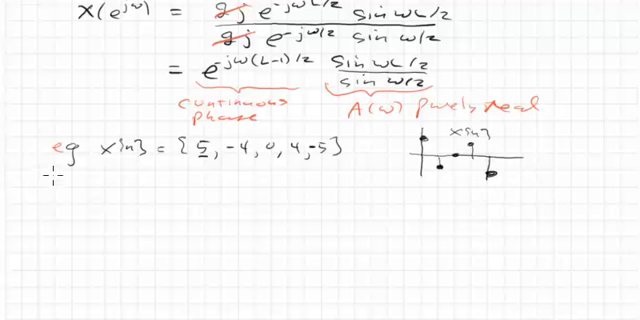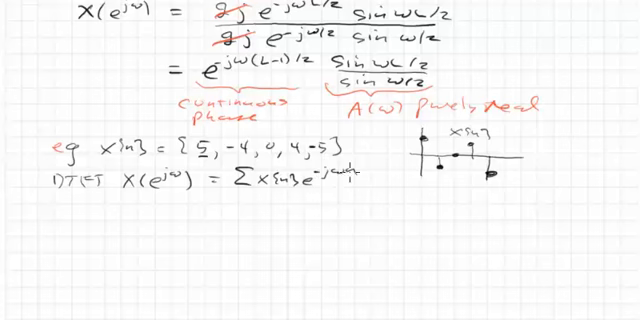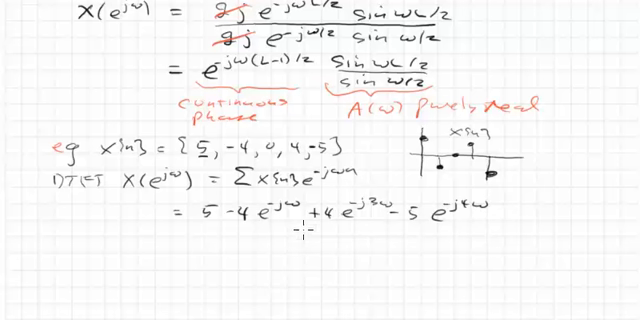The Fourier transform is X of e to the j omega, and again, it's just the sum over all time of x of n e to the minus j omega n. That's 5 minus 4e to the minus j omega, n is equal to 1. We pick up a 0 there, and this is plus 4e to the minus j 3 omega, and this is minus 5e to the minus j 4 omega. All right, so there's the Fourier transform.